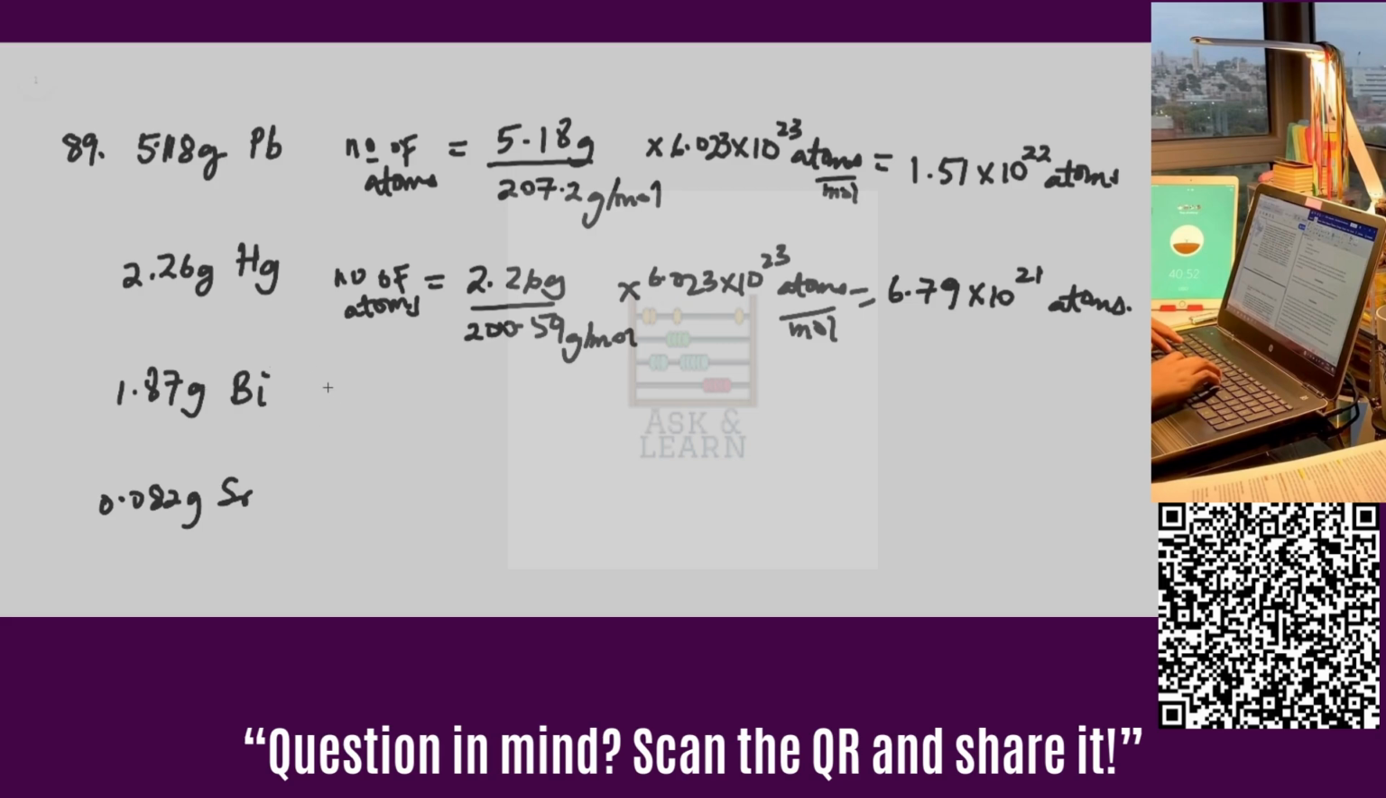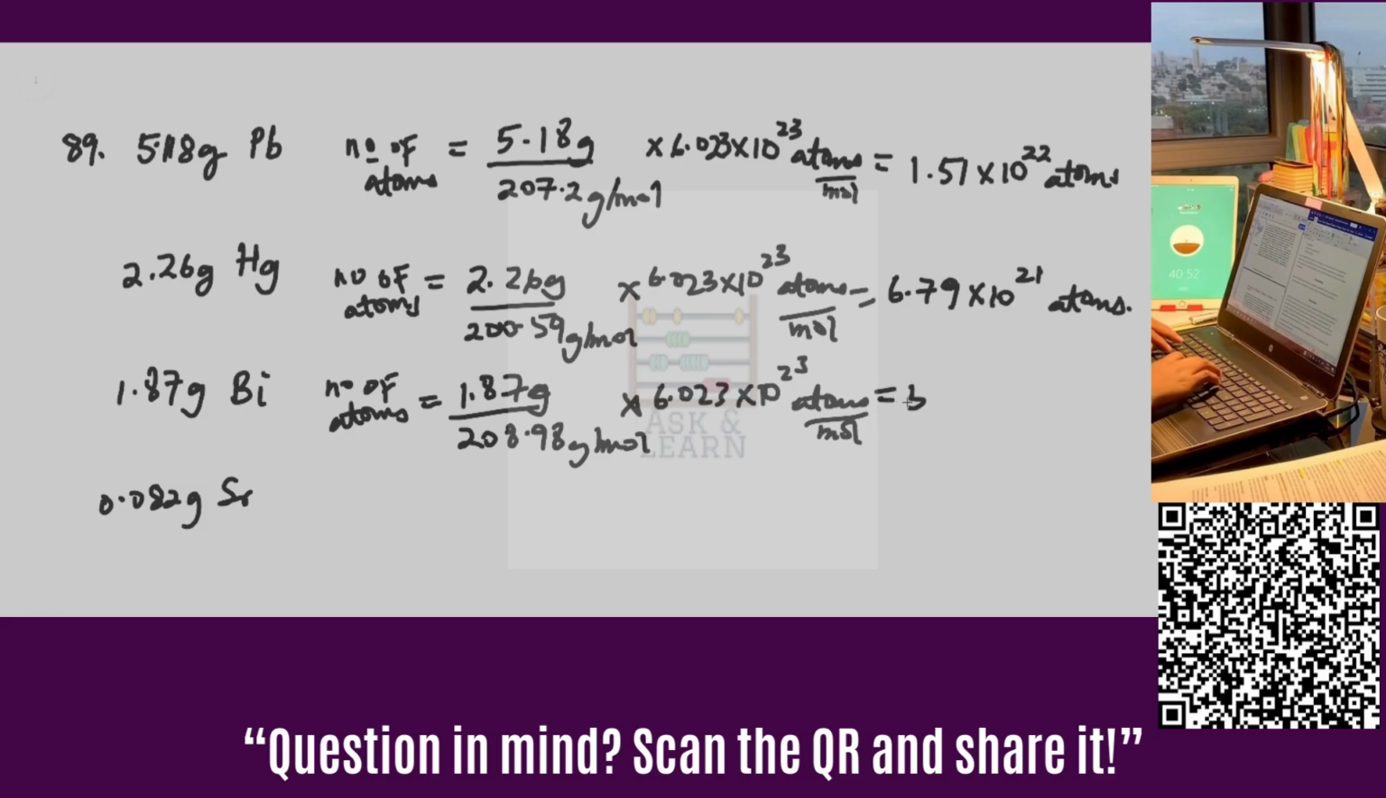Moving forward for bismuth, same idea. Take the mass, 1.87 grams, divided by the molar mass of bismuth, which is 208.98 grams per mole. Multiply that by Avogadro's number. That should yield 5.39 times 10 to the power 21.